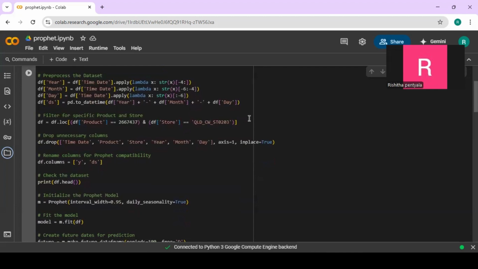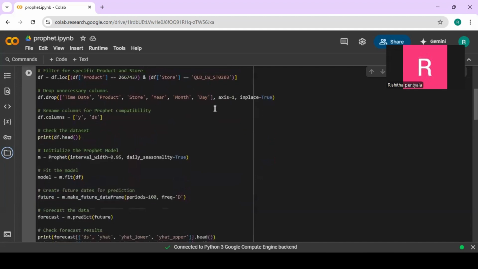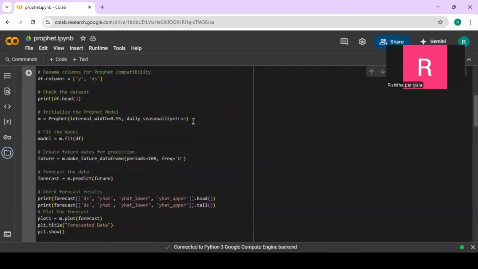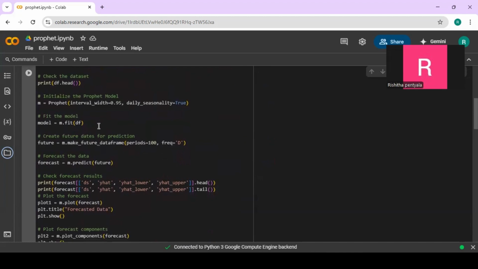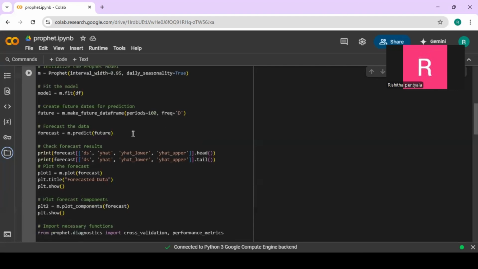Here, we are forecasting for a particular product and a particular store. Now, we are implementing the Prophet model by initializing the model and fitting it to the data set. And then here we are creating 100 data frames for the future data. Next, we are predicting the future data by using the Prophet model.